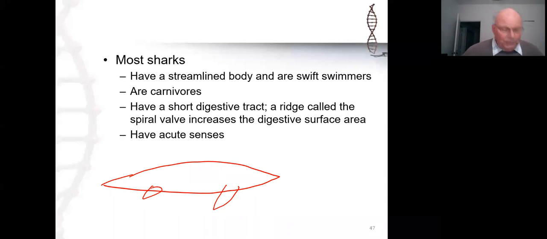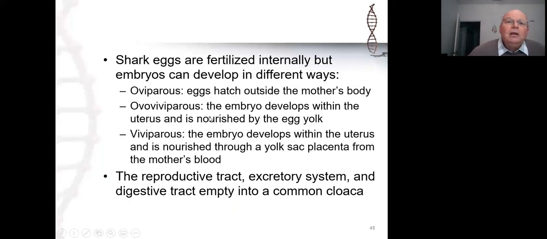They are all carnivores, even those that are feeding on krill are carnivores. They have a very short digestive tract, but as carnivores, they need to be able to digest meat and muscle tissue. So that means they need a slightly longer digestive tract than their body allows. So they have a structure called a spiral valve that provides a larger digestive surface area inside the digestive tract, so that they can process their food. And we've talked about their senses already, so we can move on from here.